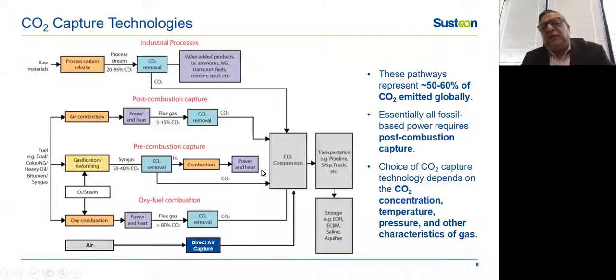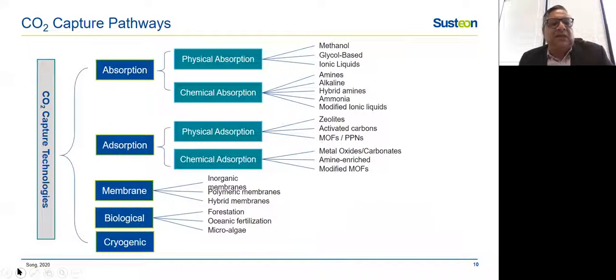So if we look at these pathways, they probably represent about 50 to 60% of the CO2 emitted globally. And all fossil-based power systems require post-combustion capture. Oxy-combustion is also a post-combustion, but you get concentrated CO2. And the CO2 capture technology selection depends on the CO2 concentration, temperature, pressure, and other characteristics of the gas which we are handling. So just to get to the next level, what are the various capture pathways? There are a number of capture pathways which are being developed.